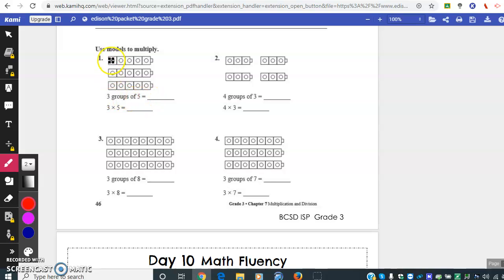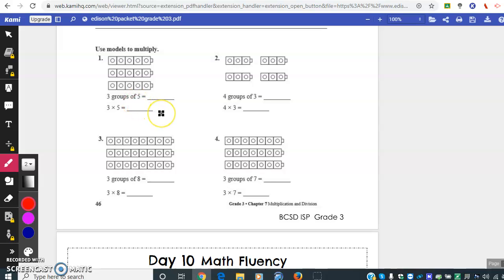5. What they want you to do is say how much you have when you have 3 groups of 5, and then say that answer all over again when it's written as 3 times 5. They just want you to see that 3 groups of 5 is the same as 3 times 5. In fact, when you see the multiplication sign, a lot of times you can just say groups of in place of the times sign.